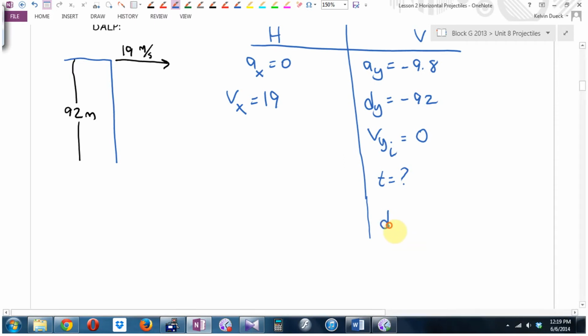Now, I'm going to be really careful. I'm going to say dy equals vy initial t plus 1/2 ay t squared. I won't take marks off if you don't put those there, but trust me, direction's going to become really important, Emma, and so it's easy for me to reinforce vertical goes in vertical, vertical goes in vertical, vertical goes in vertical.